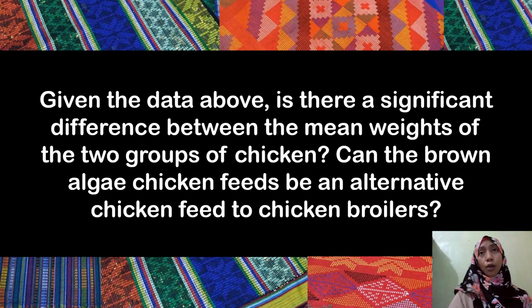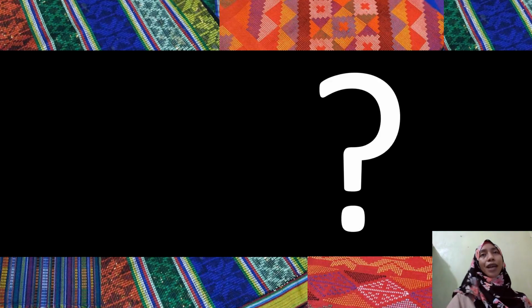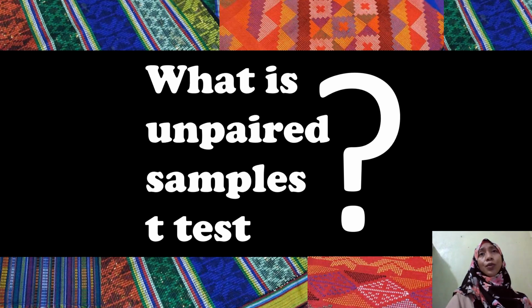Given the data above, is there a significant difference between the mean weights of the two groups of chicken? Can the brown algae chicken feeds be an alternative chicken feed to chicken broilers? To answer the questions given, you will have to run an unpaired samples t-test. So what is an unpaired samples t-test?